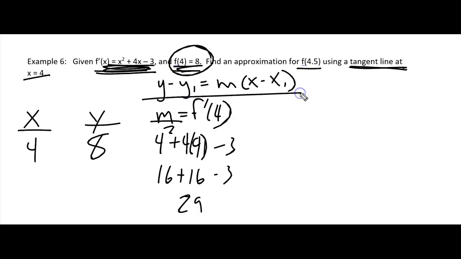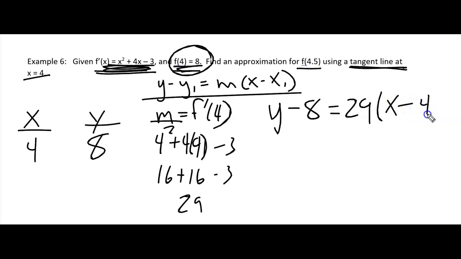Now I can plug in my numbers to my point slope formula. So y minus y1 is 8, m is 29, x minus x1 is 4.